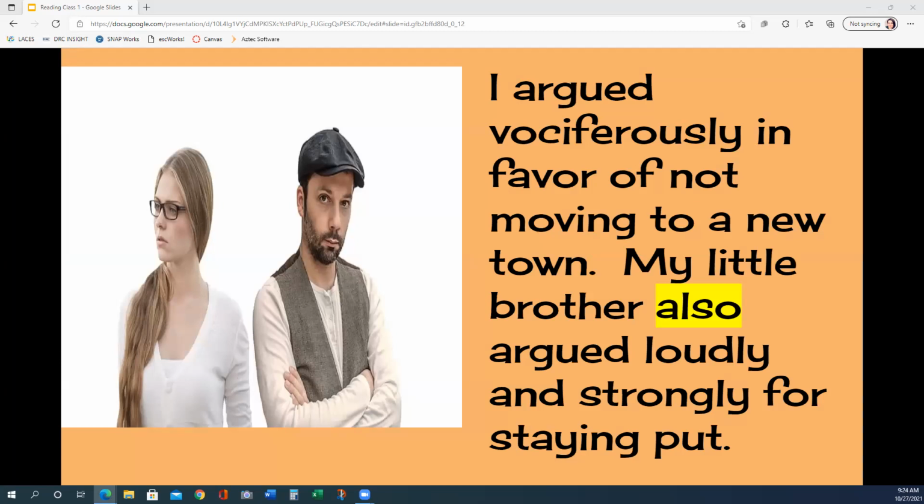Okay, so if you look at the word also in this statement, it says, I argued vociferously in favor of not moving to a new town. My little brother also argued loudly and strongly for staying put. Okay, does anybody know what vociferously means? That's one of those words that is not used very often. And you may find words when you're reading assignments, books, what have you, you're going to see words that you have no idea what they mean.